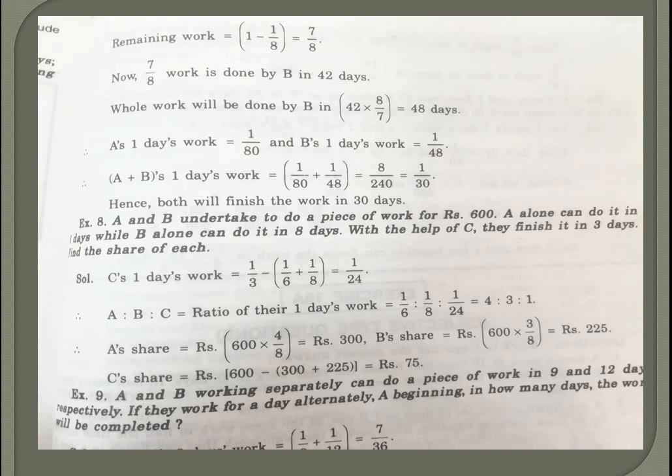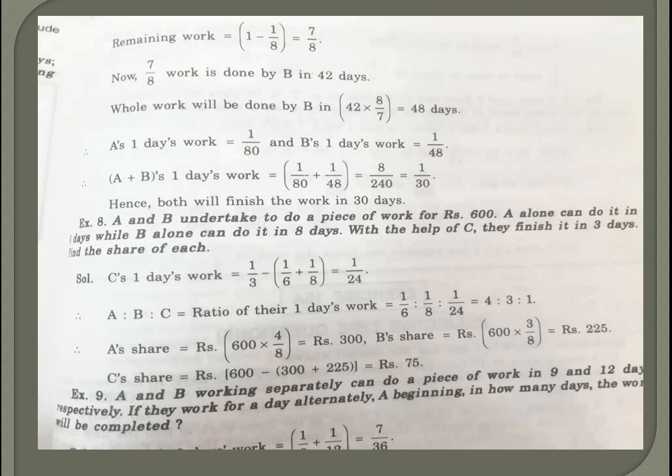If I have to find the share of each, then I need each and every person's separate one day's work. I already have A's work and B's work except C. C I could find from the total. I could subtract the other two and get C's one day, which is 1 by 24. Now I have to write it in the ratio of their one day's work. And when I am minimizing, I am getting the ratio 4:3:1.